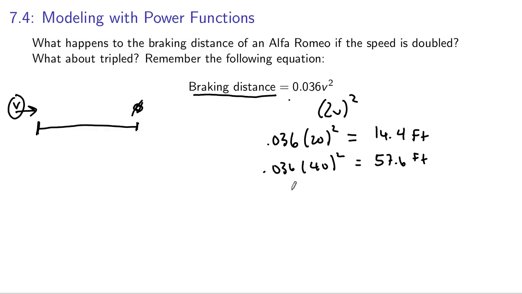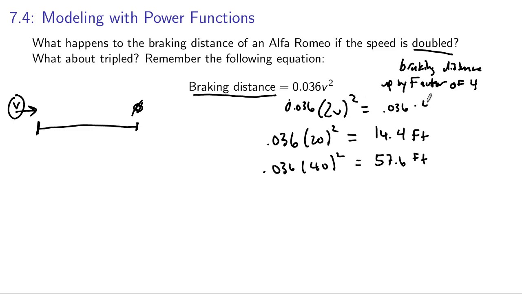So what happened if the speed was doubled? Then the braking distance goes up by a factor of 4. Whenever you see or hear the word factor in mathematics, think multiplication. Factor of 4 means multiply by 4. The reason why doubling is a factor of 4 is if I put in 2v into this original equation instead of just v, I end up getting 0.036 times 2 squared times v squared, which is 4 times 0.036 v squared. And 0.036 v squared was the original braking distance.